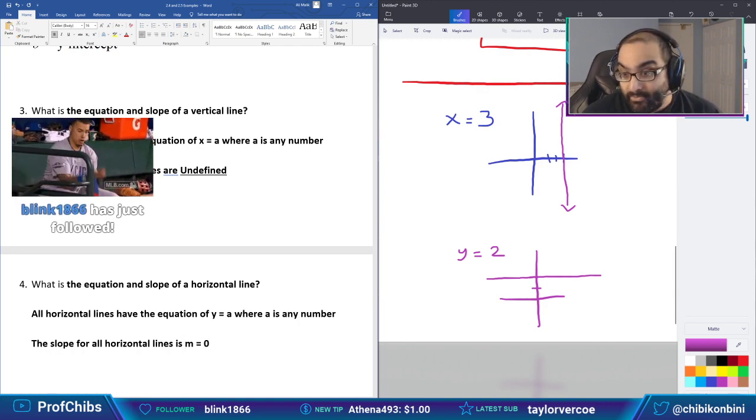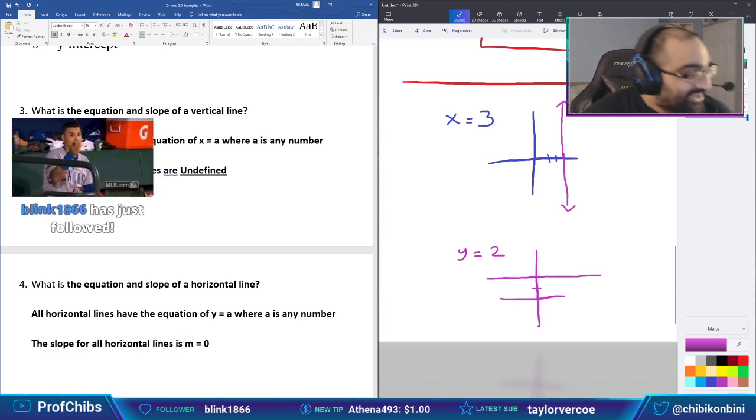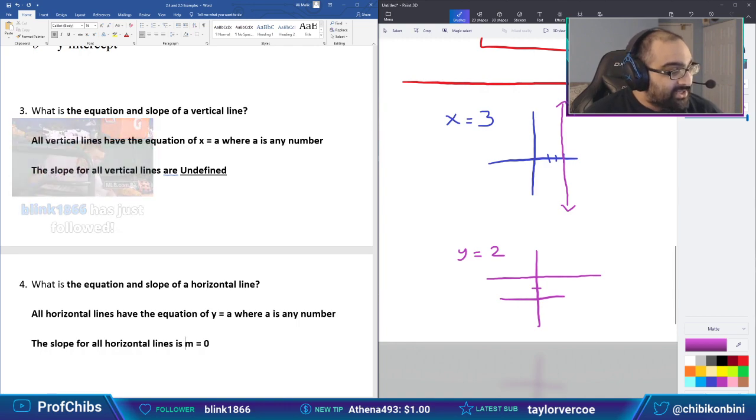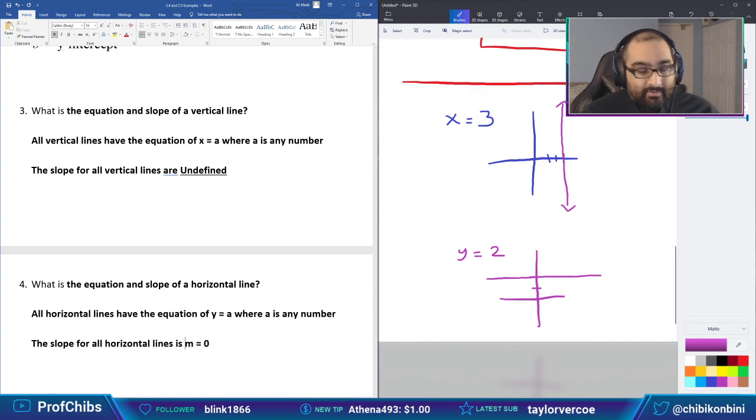But thank you again. The slope for all horizontal lines is m equals 0. So the slope here is 0. The ball wouldn't move if it was a perfectly level field. If you put a ball on a perfectly level floor, the ball shouldn't move whatsoever in either way.